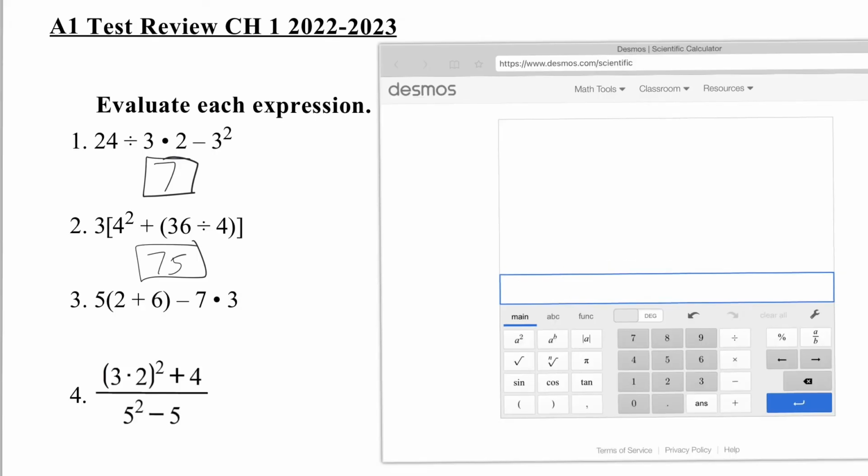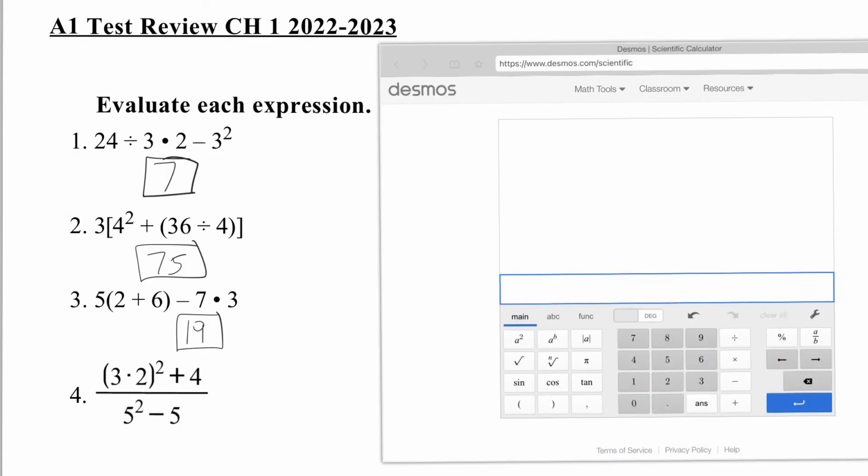Number 3, same thing. You guys can use the calculator. So I'm going to start with the 5, the parentheses, 2 plus 6, and you guys close the parentheses, minus the 7 times the 3, and we get 19 for number 3.